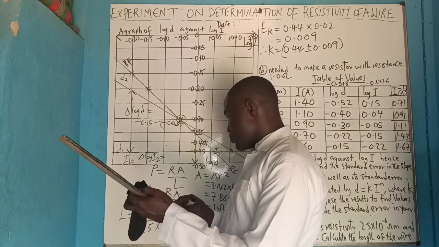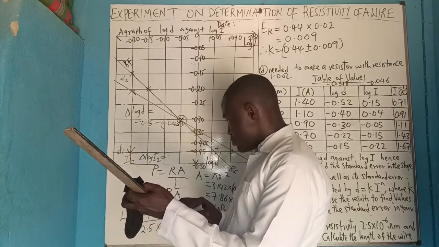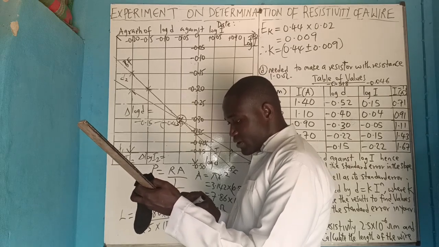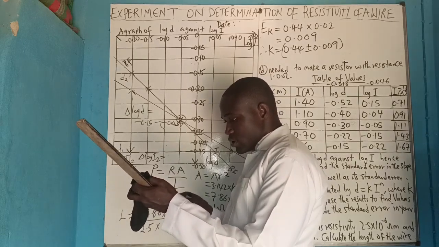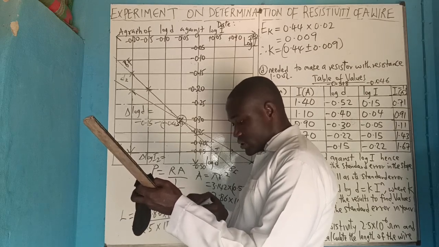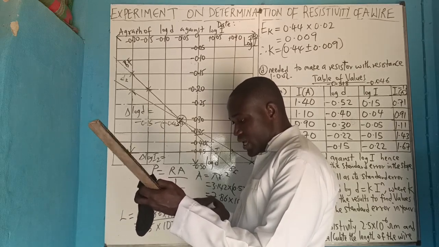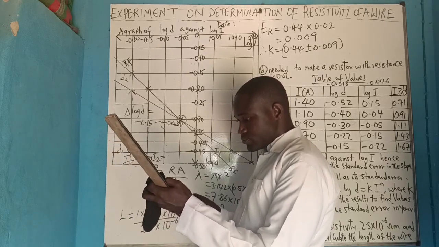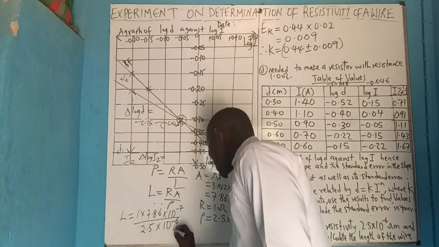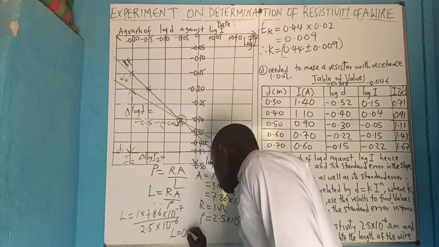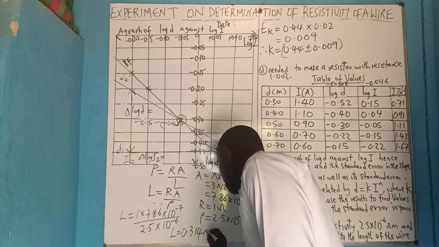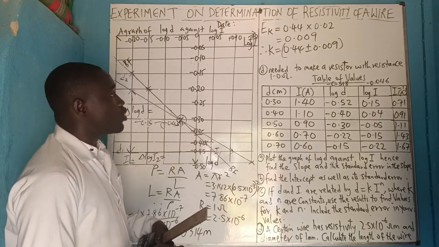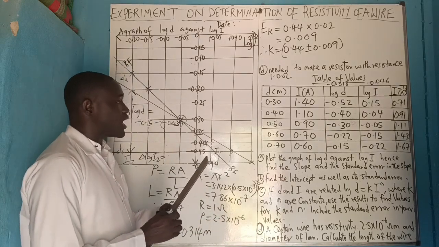You use your calculator. 7.86 times 10 raised to the power of minus 7 divided by bracket 2.5 times 10 raised to the power of minus 6. So that will be giving you that L is equal to 0.314 meters. Okay? And so that is how to compute this experiment. That is how to sort it out.